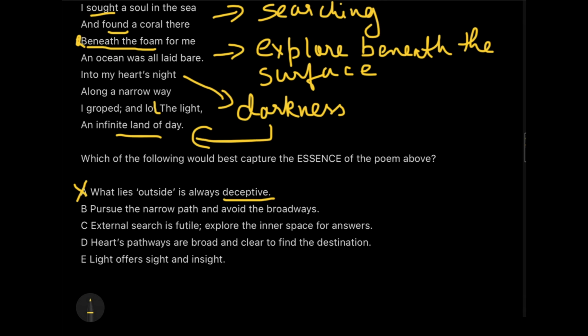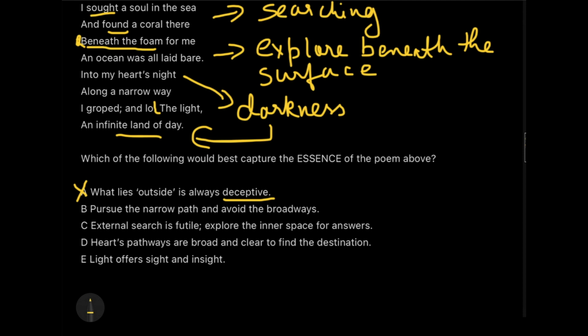We cannot assume anything on our own, like conclude, I should better say. We cannot conclude facts, because this is a conclusion that outside things are deceptive. He is giving a statement. I cannot assume that or consider that. That is why we'll be eliminating option A.